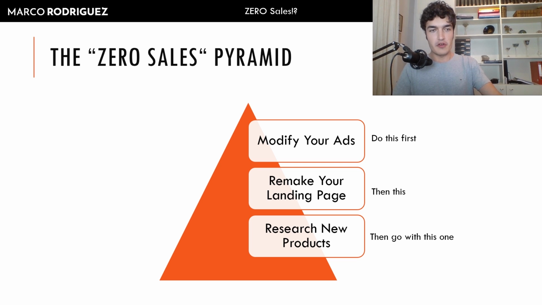Now, sure, there are a lot of details to each of these steps, right? Modifying your ads is not something that you do like this, but the point is that the ads part is usually, as I said, the quickest. You can jump into it, you can do an optimization project, you can have a look at it. Landing page is extremely important, and researching and testing new products is something that you should do all the time anyway.